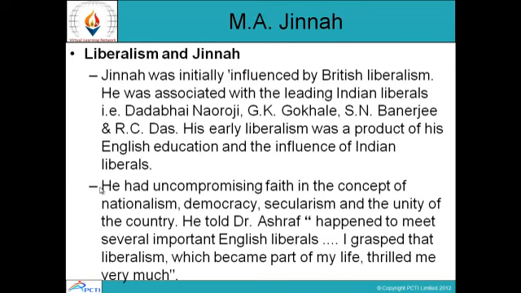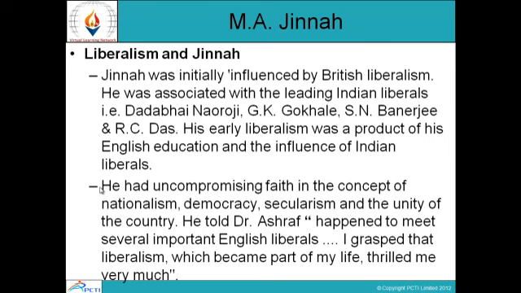M.A. Jinnah. Liberalism and Jinnah. Jinnah was initially influenced by British liberalism. He was associated with the leading Indian liberals, that is Dadabhai Naoroji, G.K. Gokhale, S.N. Banerjee and R.C. Das. His early liberalism was a product of his English education and the influence of Indian liberals. He had uncompromising faith in the concept of nationalism, democracy, secularism and the unity of the country.